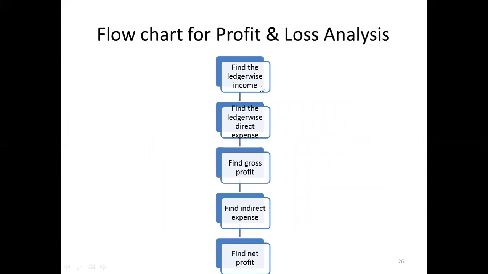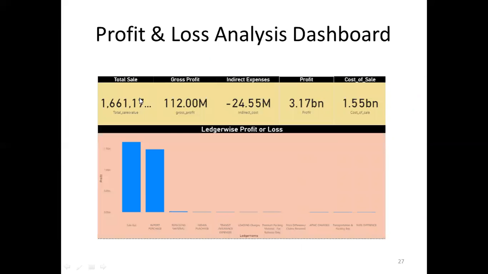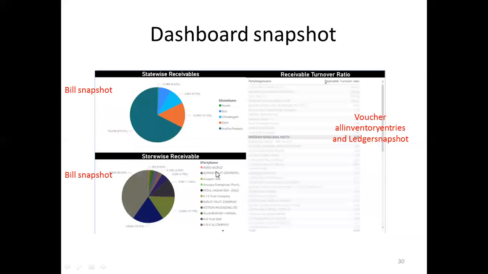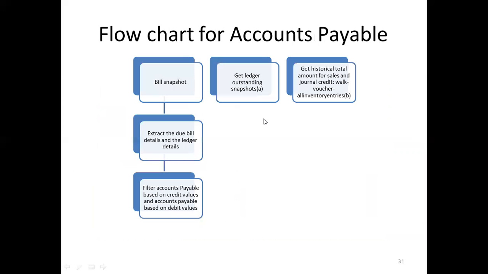Then we are looking at the profit and loss statement. This is the particular flowchart for the same. So you get total sale, gross profit, indirect expenses. There are specific objects for the same. Then for account receivable, similarly, you get this. This is state-wise account receivable. This is store-wise account receivable. And this is the voucher, all inventory entries and ledger snapshot. All right, so receivable turnover.